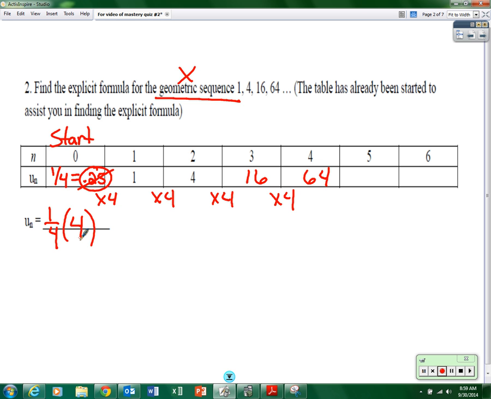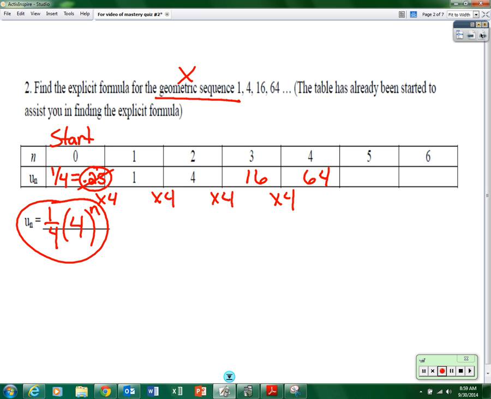And our n is now an exponent. So, our formula for this geometric sequence is U sub n equals 1/4 times 4 to the nth power. That n must look like it's an exponent or it's wrong.